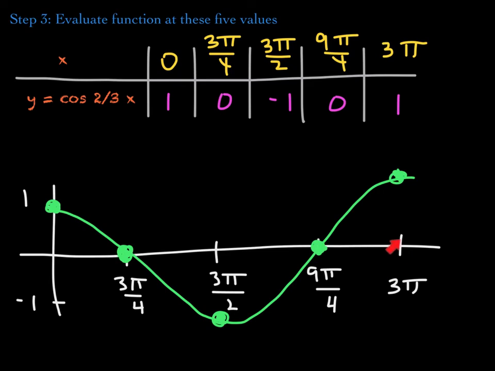This was step 4, by the way. I was labeling my steps, and I guess I failed. Step number 4 is plotting the points and drawing a smooth curve with amplitude 1.